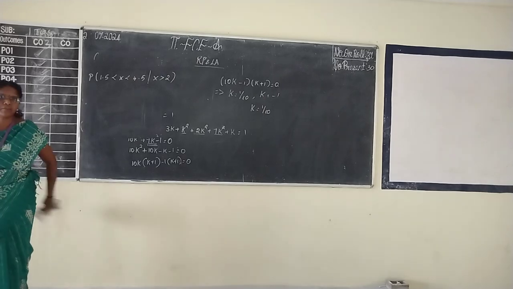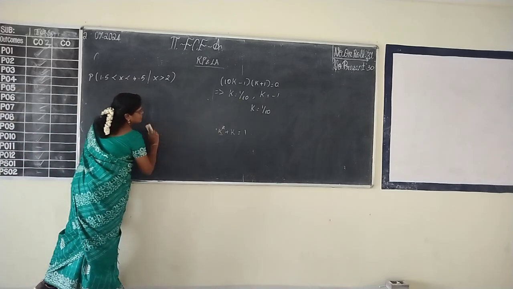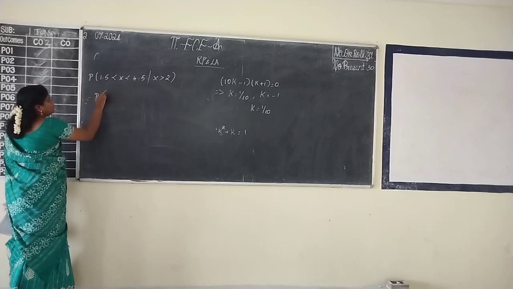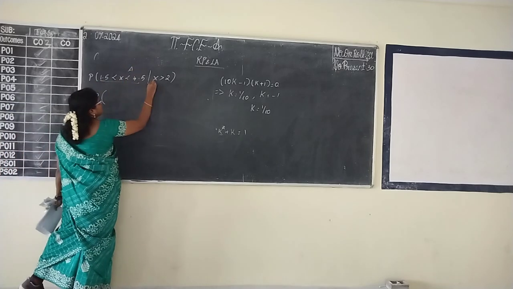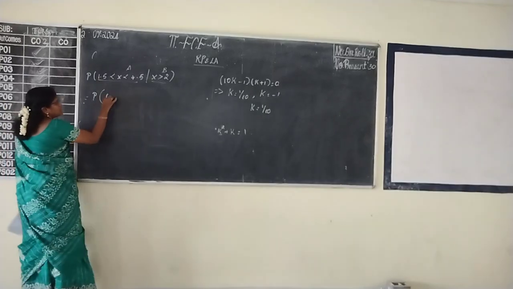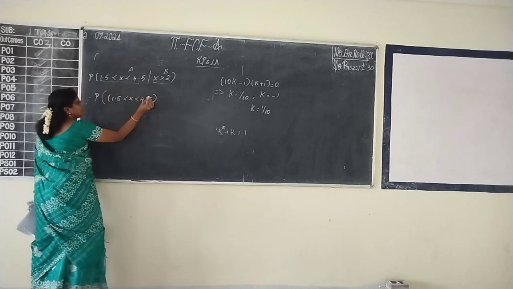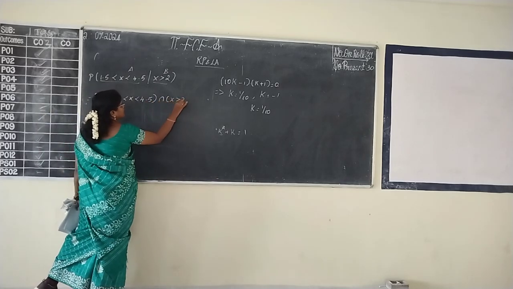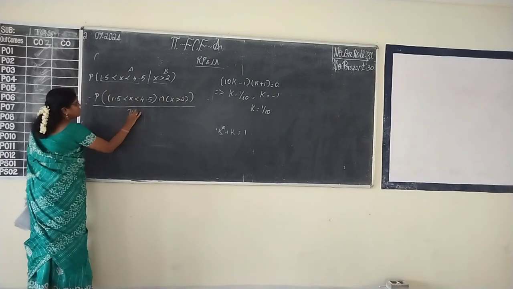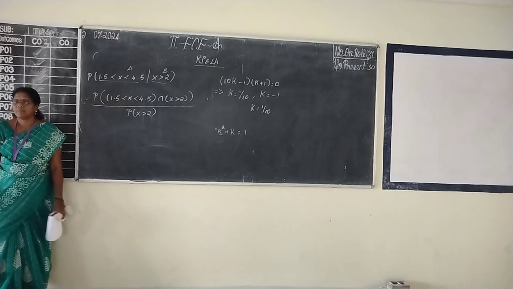So continue second one. Write the question. This is equal to probability of, so this is our A and this is our B. Numerator will be intersection of both: 1.5 less than x less than 4.5 intersection x greater than 2, divided by probability of x greater than 2. A intersection B by B.